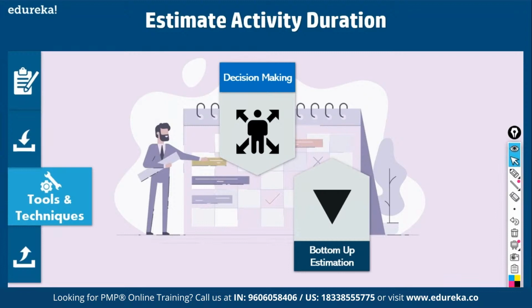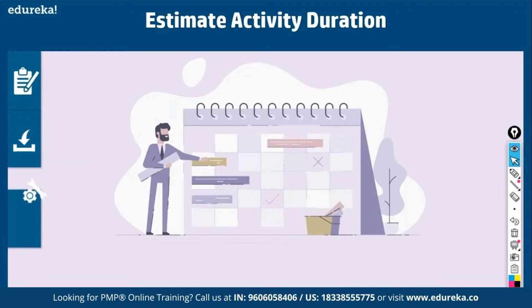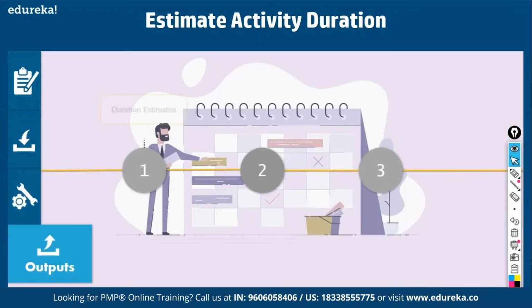Fine. So bottom-up estimating is where you know the activity level information and you work it upwards. Okay, from work package to upwards. That is called bottom-up estimating. Then finally, you come up with duration estimates for each activity. Okay, for each work package, right? Let's say requirement documentation, that is one work package, right? Well, that will take 30 days. You come up with duration estimates. Fine.